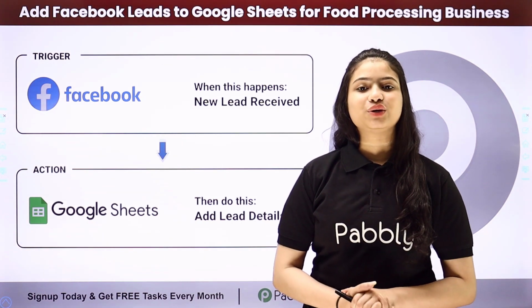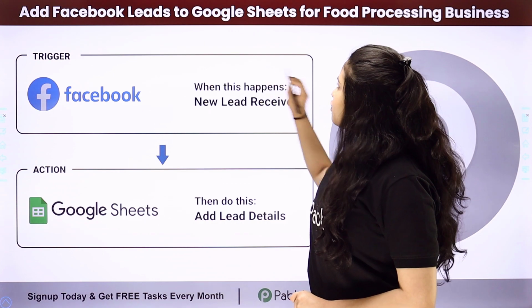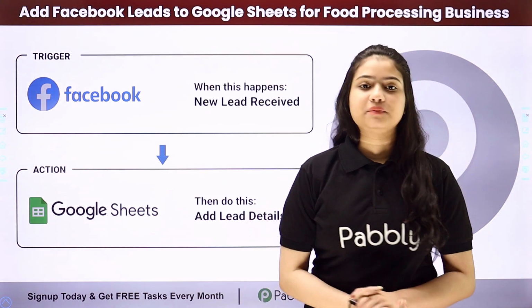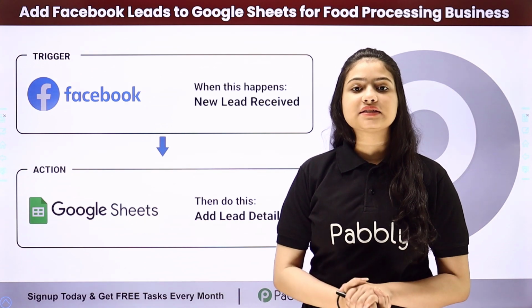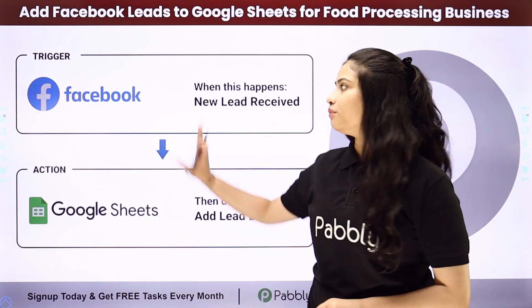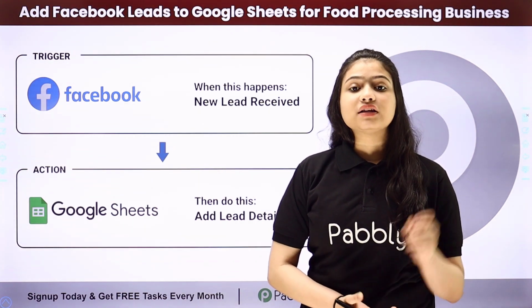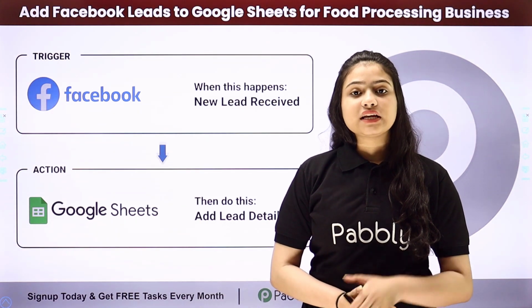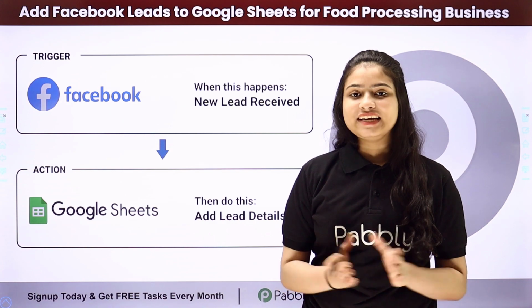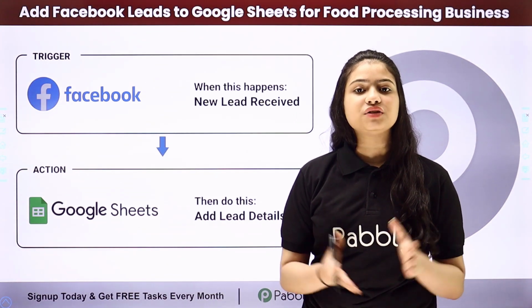In this video, we are going to learn how to add Facebook leads to Google Sheets for a food processing business. I am the owner of a food processing business, and to promote my business, I am also running an ad campaign on my Facebook page. Now I want that as soon as a new lead is generated through Facebook lead ads, the details of that same lead should automatically be added in my Google Sheets so that I will be able to create a record.